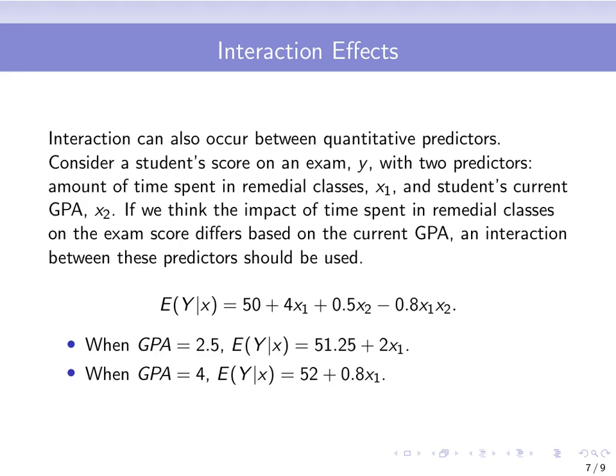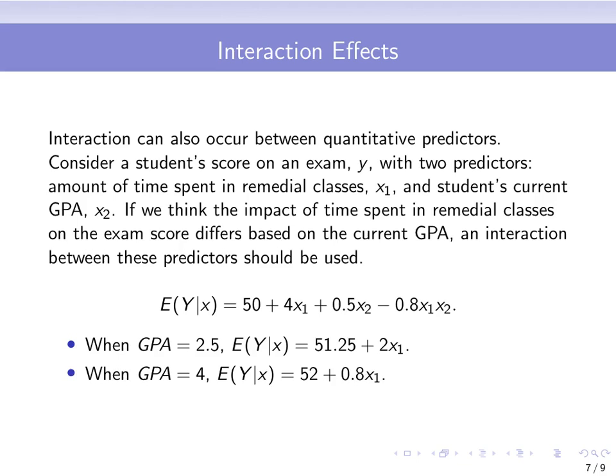Now, I introduced interaction with categorical variables because I think it's a little bit easier to visualize. Interaction can also occur between quantitative predictors. Again, if the impact of one predictor on the response depends on the value of the other predictor. Now consider a student's score on an exam with two predictors: amount of time spent in remedial class, x1, and student's current GPA, x2. If we think the impact of time spent in remedial classes on the exam score differs based on current GPA, an interaction between these predictors should be used.